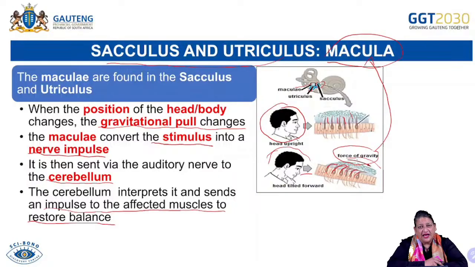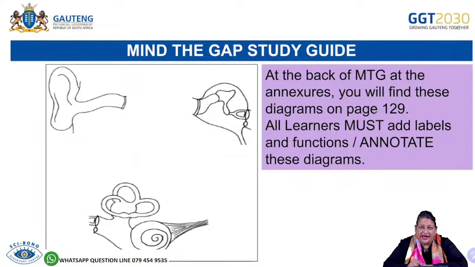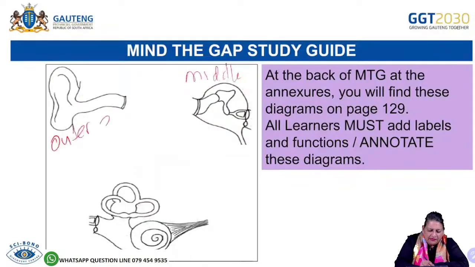Sometimes some of you may have it as a hard copy and some of you may have it on the computer. So just remember that when you are looking at Mind the Gap, on page 129 there are parts of the inner ear. The parts of the inner ear show you the semicircular canal, the cochlea, the auditory nerve, the oval window, and the round window, which you just learnt about. And then also you have the middle ear. So remember, this is the middle ear and this is the outer ear and this is the inner ear.